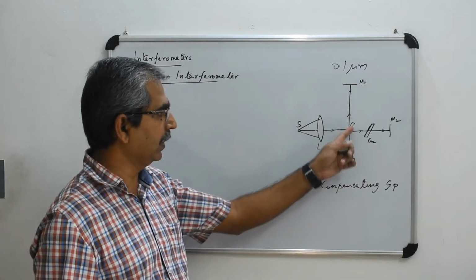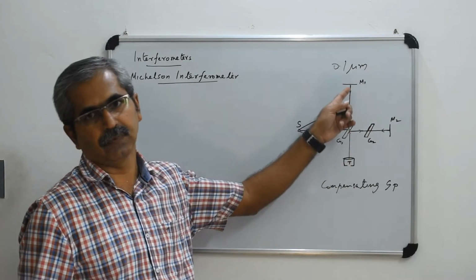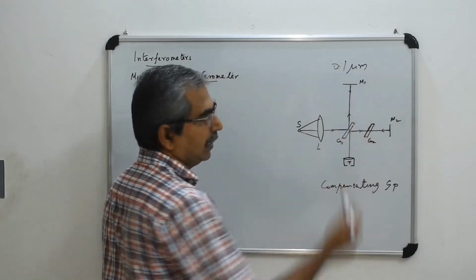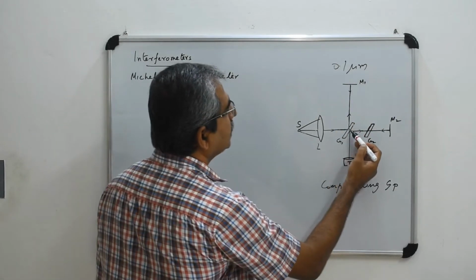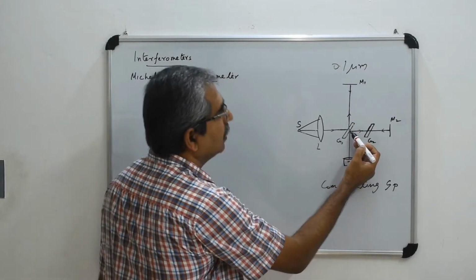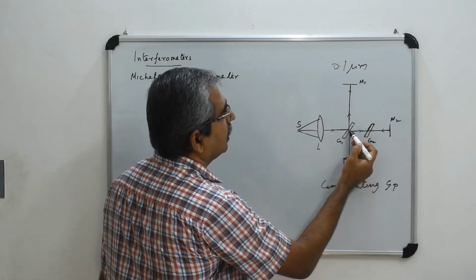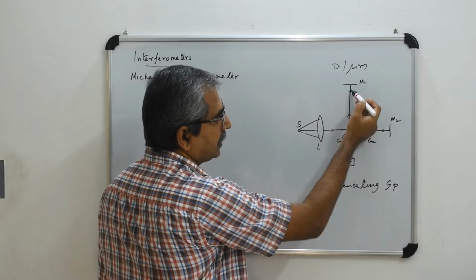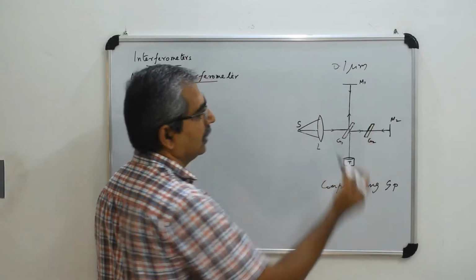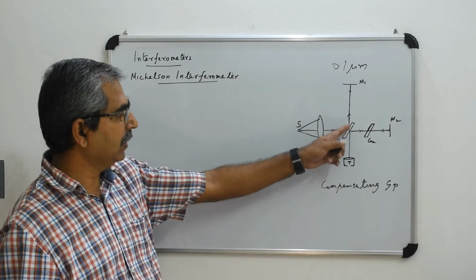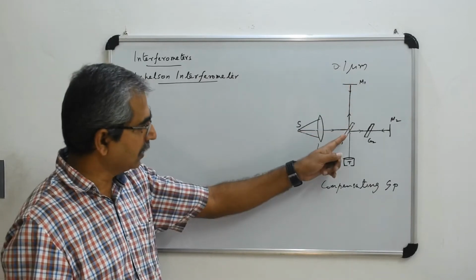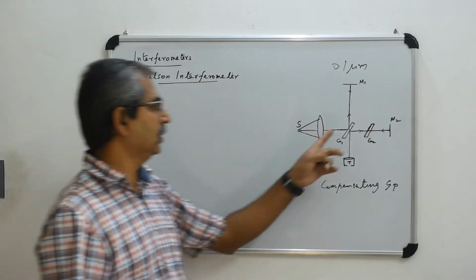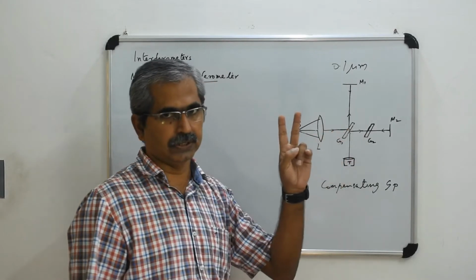Okay, then it will be divided into one transmitted and the other reflected component. Now looking at the light that is going to M1, you can see that this light starting from here goes upward, that means it goes through the glass plate G1. When it is coming back again, it passes through the glass plate G1. So the light that is going to M1 passes through G1 twice after the splitting.